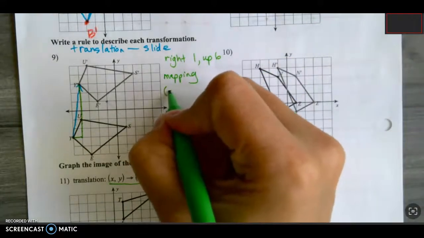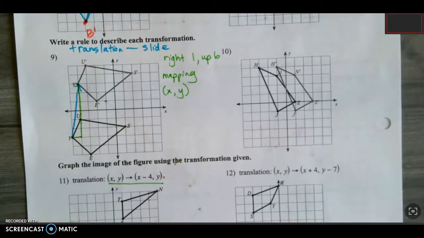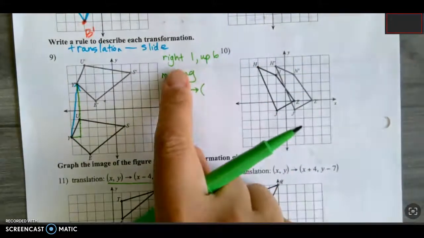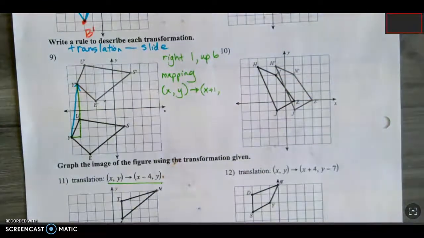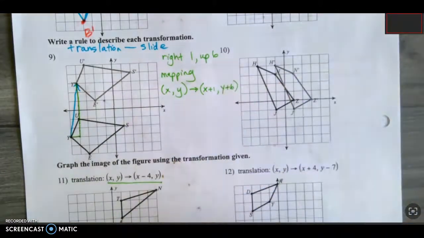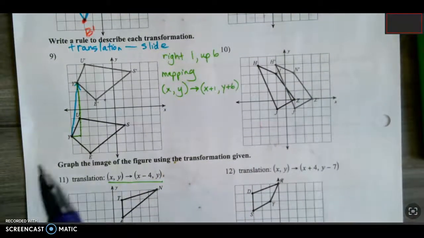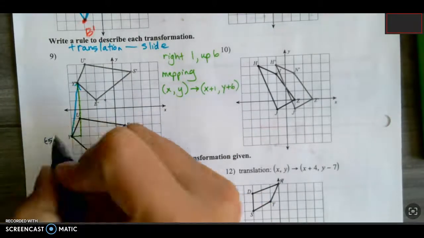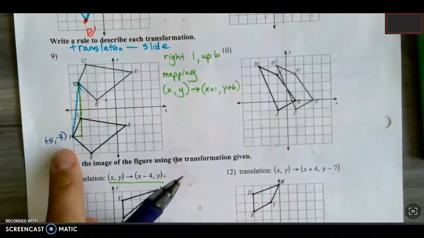Okay, and we started with an x and a y coordinate. So each of these has an x and a y coordinate. Well, when we map it to our new location, moving right 1 adds 1 to our x coordinate. And moving it up 6 adds 6 to our y coordinate. So if I were to look at these coordinates, my original coordinates for y were negative 5, negative 3.